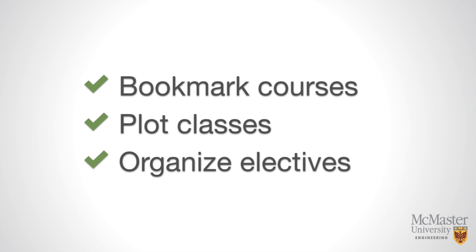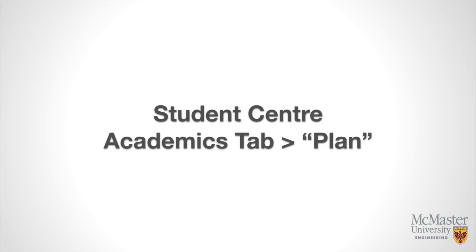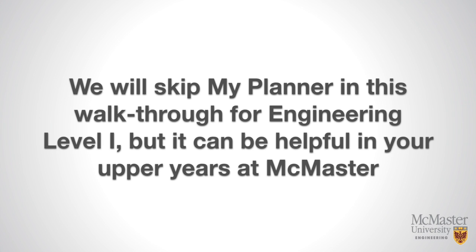You're able to use the My Planner feature anytime during your academic year, but you can only enroll once your enrollment appointment opens. You can access the My Planner tool by going through the Student Center under the Academics tab and clicking on Plan. Now, since all the programs in the Faculty of Engineering are well structured, we're going to skip the My Planner feature for first-year engineering, but keep in mind it may be useful in future years for planning your courses.